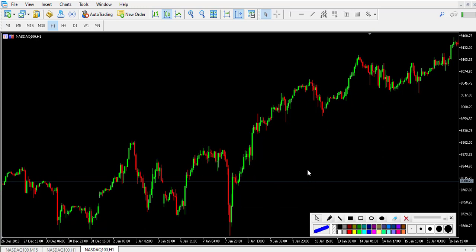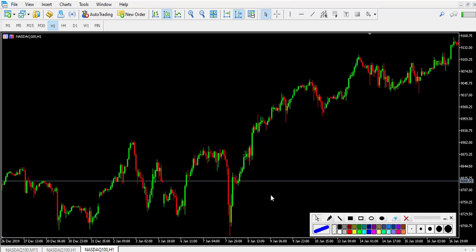Okay, so I want to do a very simple, quick presentation of some of the patterns you look for when you're trading Nasdaq. We've agreed earlier that the most important thing when you're trading Nasdaq is support and resistance. When we're talking about support and resistance, we're talking about dynamic support and resistance, and also the demand and supply zones.